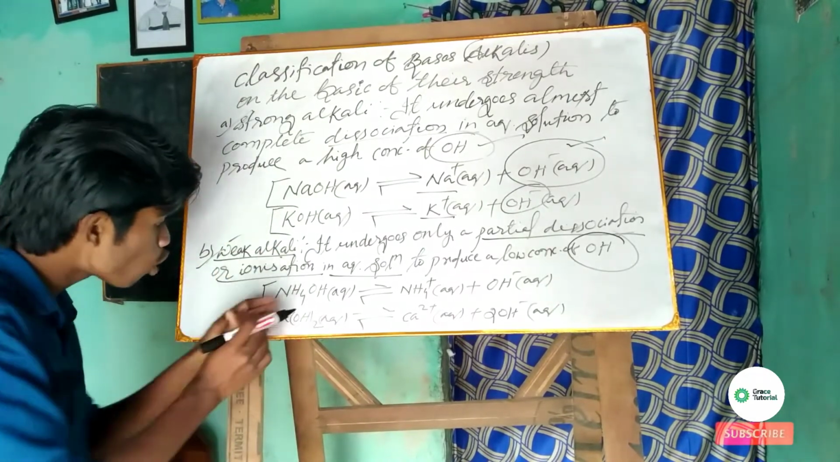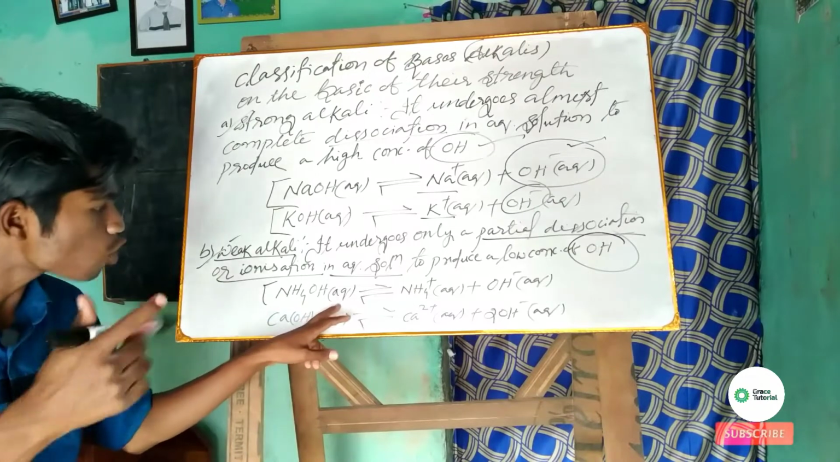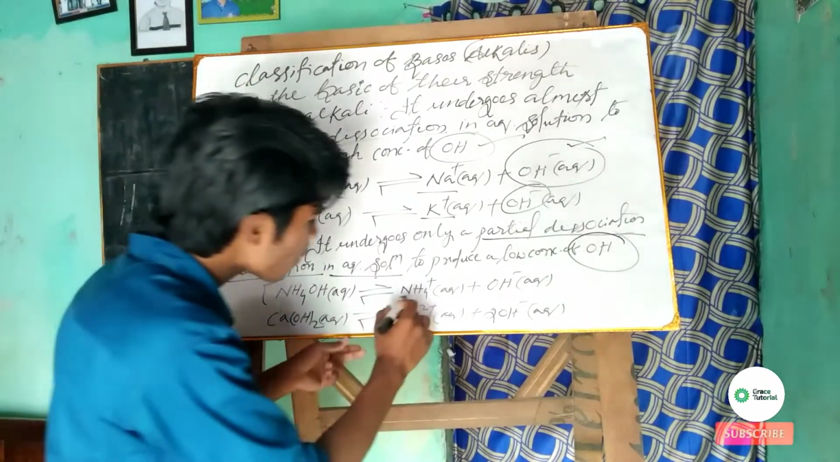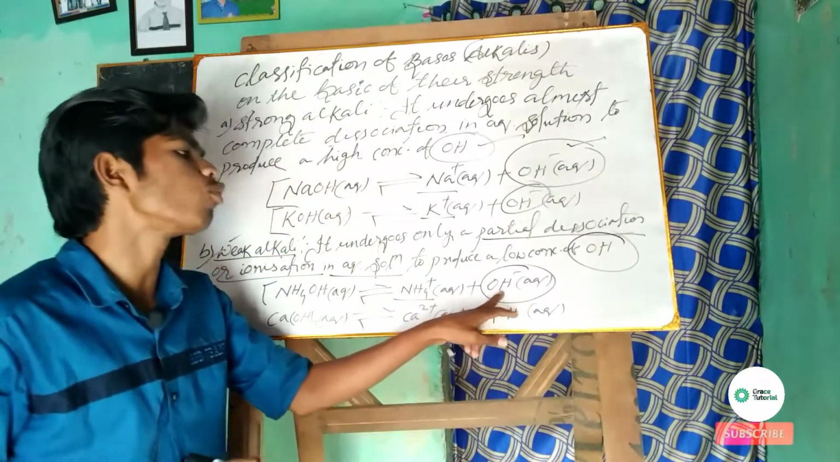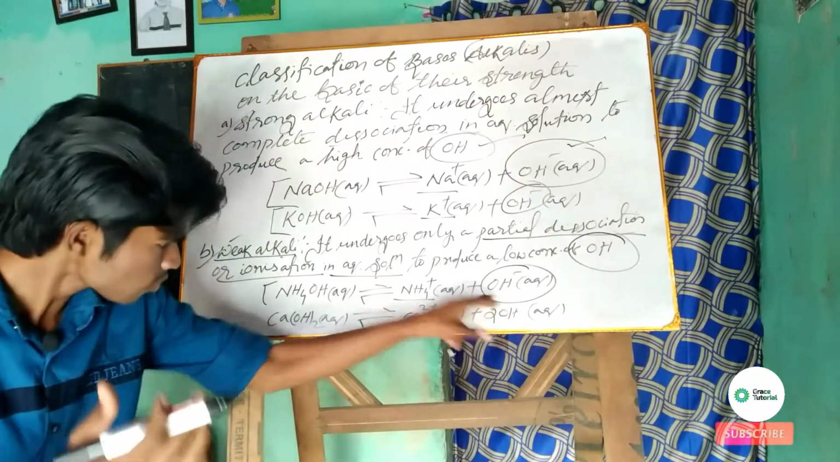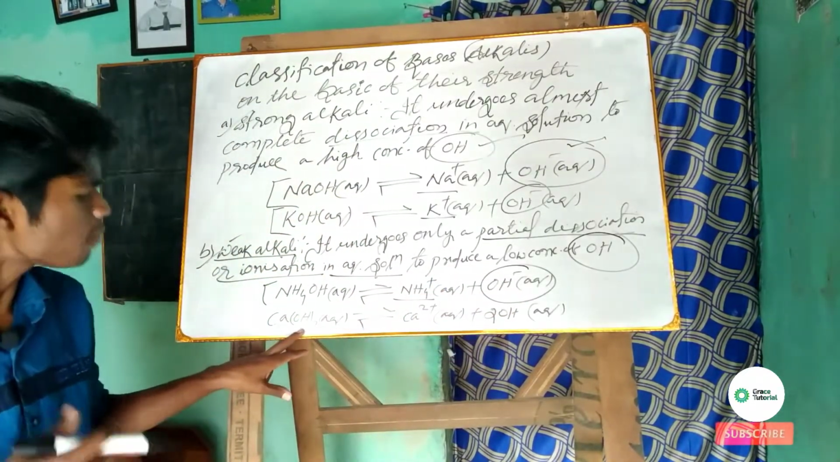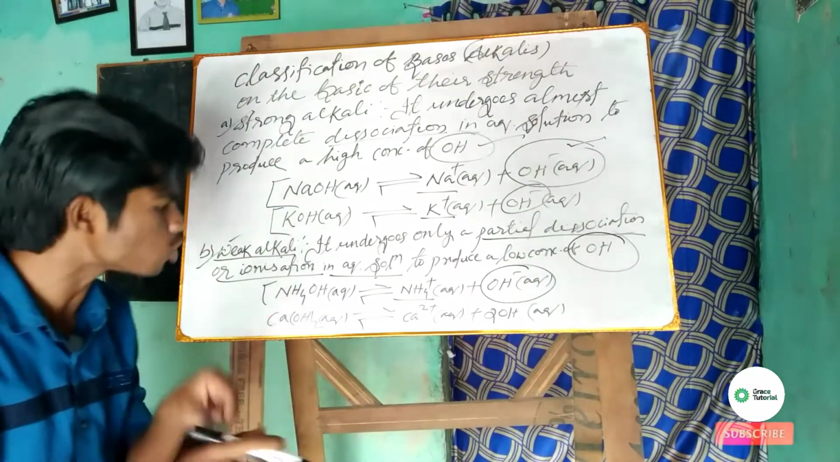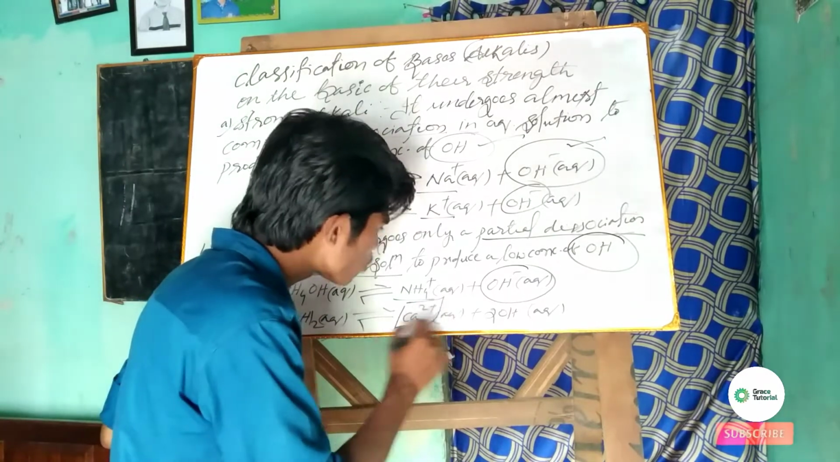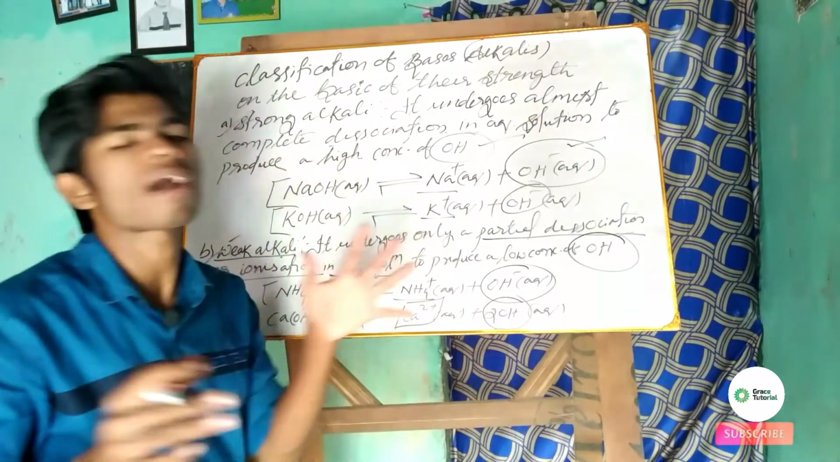So ammonium hydroxide is a weak alkali because on dissociation with water, what happens? It gives NH4 plus and OH minus ions, but a low concentration of the OH minus ion is obtained. Similarly, we have calcium hydroxide, and when this calcium hydroxide dissociates with water, what happens? It gives Ca2 plus with a low concentration of the OH minus ion.